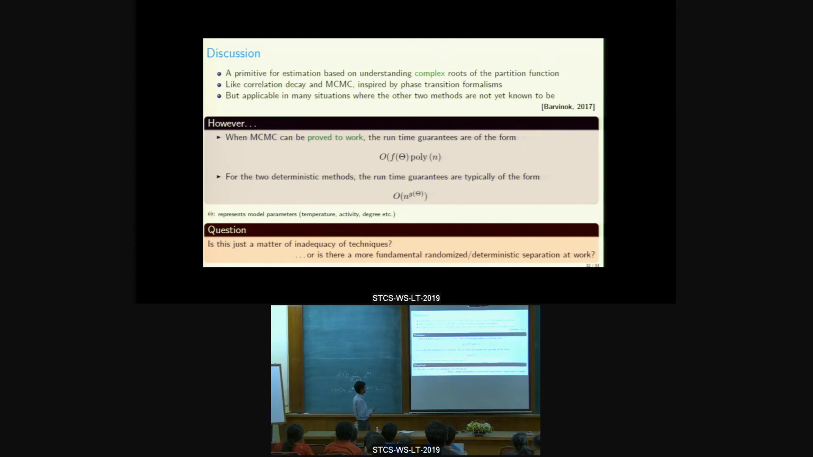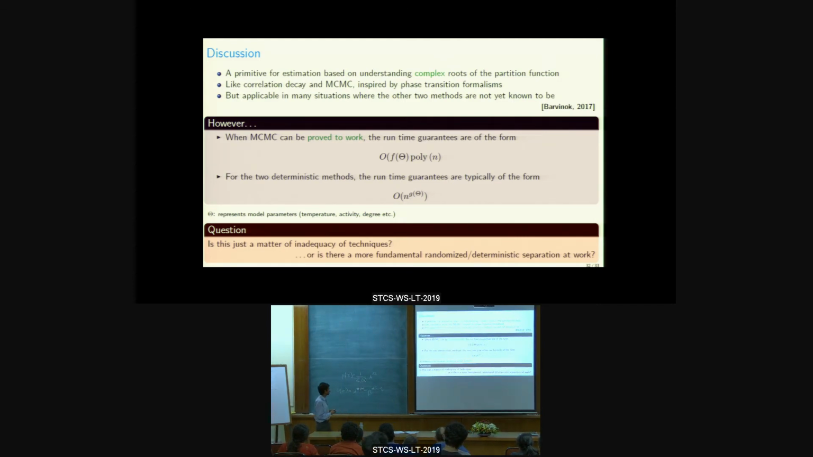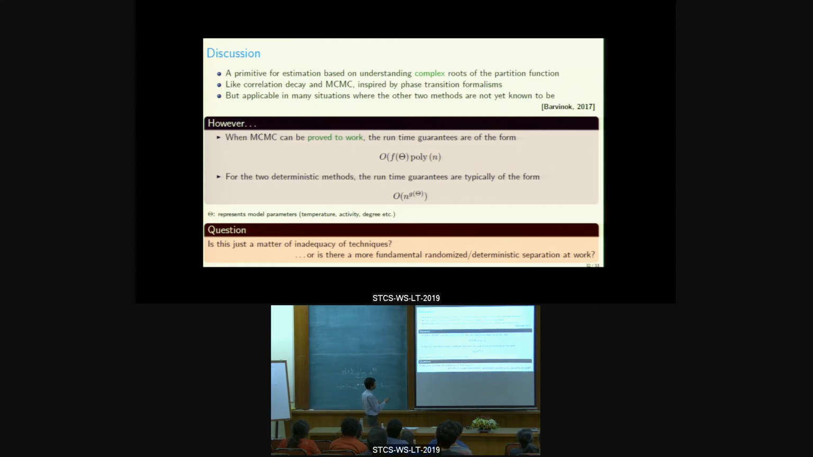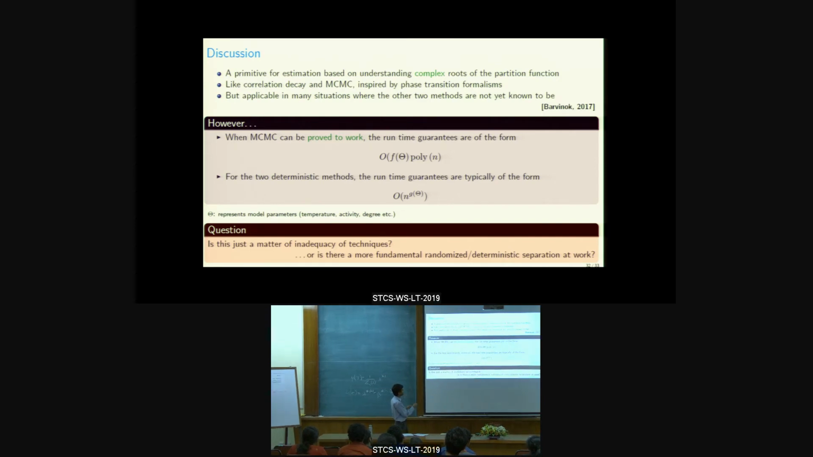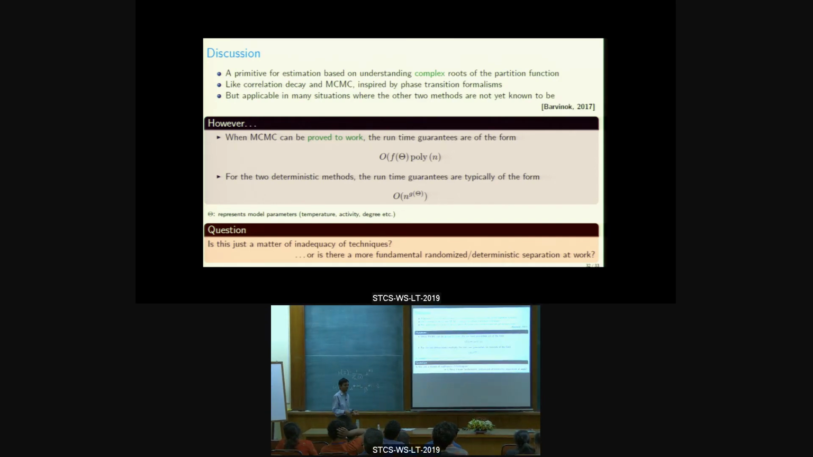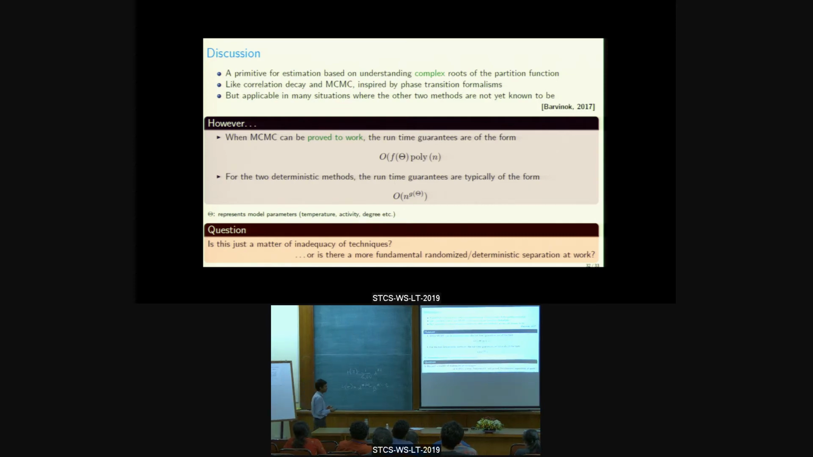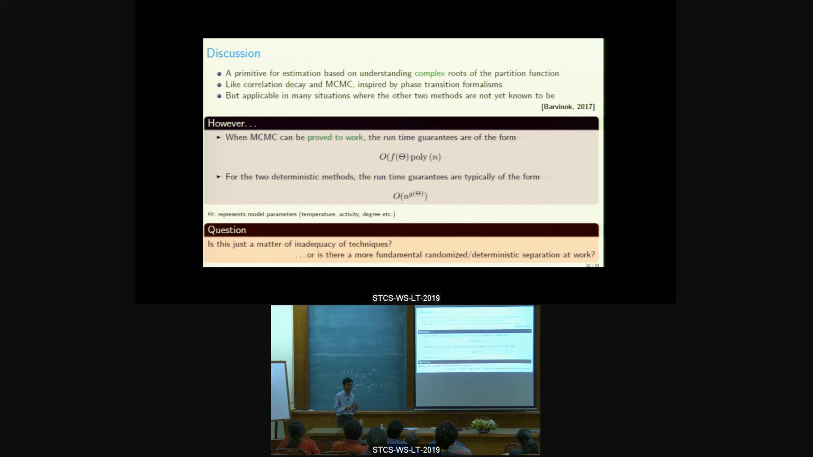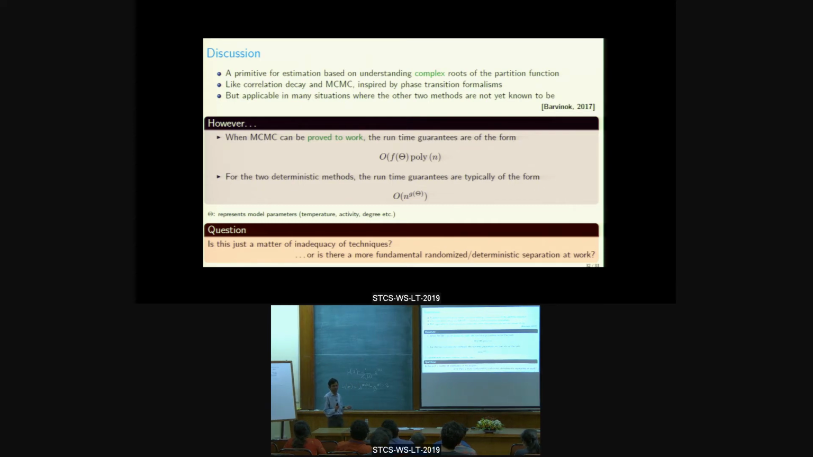So this is a question that has been studied for other kinds of problems in complexity theory. But here the question is: is this just a matter of inadequacy of techniques, or are we just not analyzing correlation decay or these zero-freeness based algorithms the right way? Or is there something more fundamental here about the distinction between randomized and deterministic algorithms, that for these problems there is a separation between what the two can do?